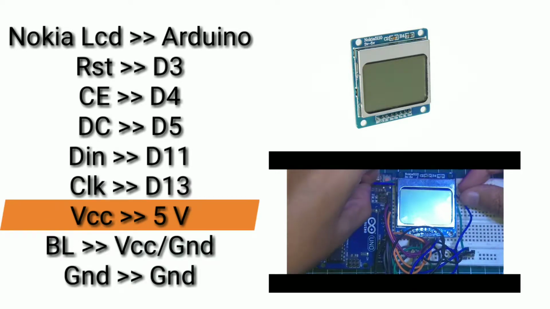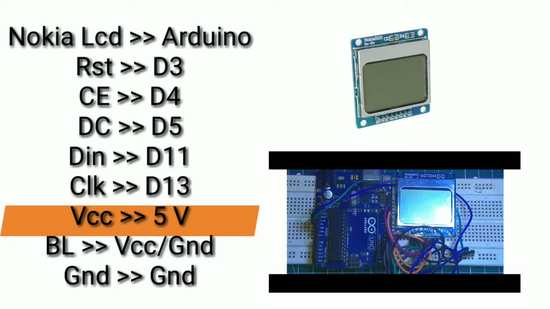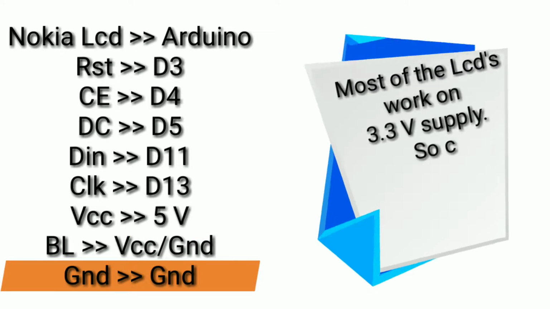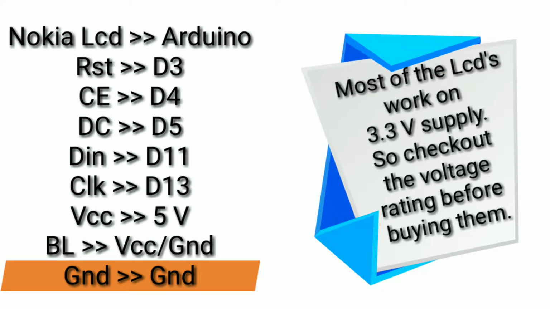Connect the VCC pin to 3.3 or 5 volt depending on the voltage ratings. If you want to use the backlight, connect the BL pin to VCC, else you can connect it to ground. Now connect the ground pin of the LCD to the Arduino's ground.